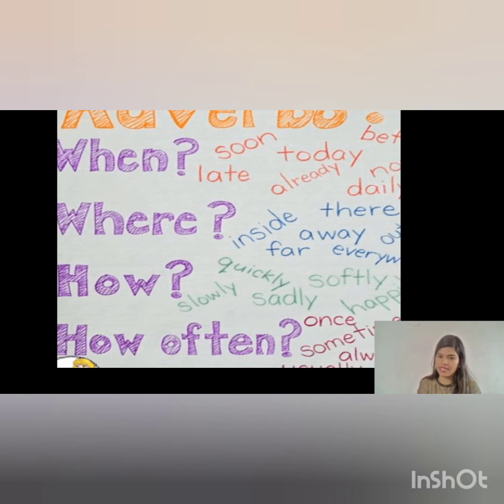Where means the place: inside, outside, there, far, away, everywhere. Now if we talk about how, it's showing the manner, like quickly, slowly, sadly. If you remember, the example in the adverb lesson was: my dog eats slowly, and when he's very hungry, he eats quickly. So that is showing the manner. Now how often means the frequency with which it happens, like once, sometimes, always. We will go through this chapter deeply when we study it separately.